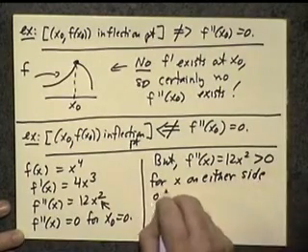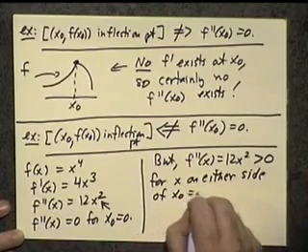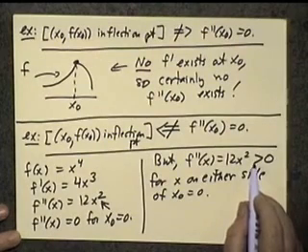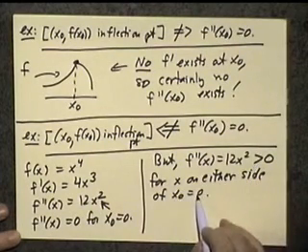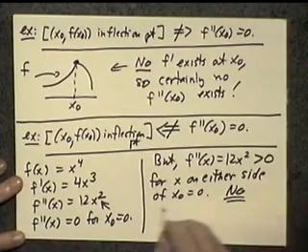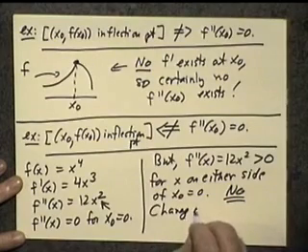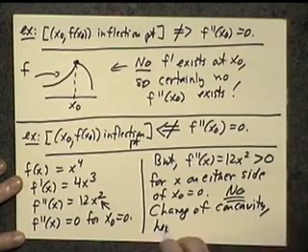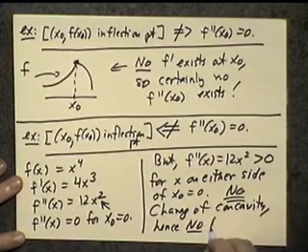On either side of our x naught, which is 0, since the second derivative is greater than 0, it is always concave up. So at x naught, which is 0, there is no change of concavity. Well, if there's no change of concavity, hence no inflection point.